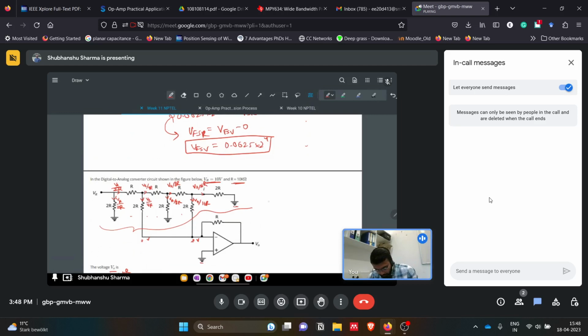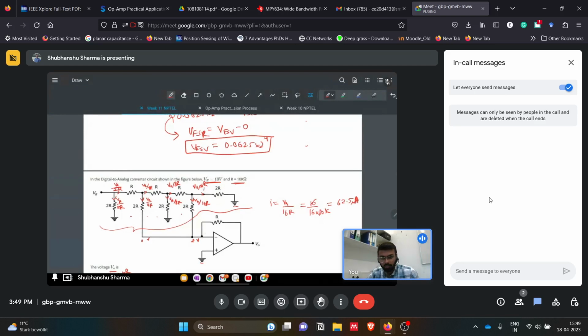So one thing we got, this I equals VR by 16R, which will be 10 divided by 16 into 10k. There will be 62 point something, some 62.5 microampere maybe. This will be this.